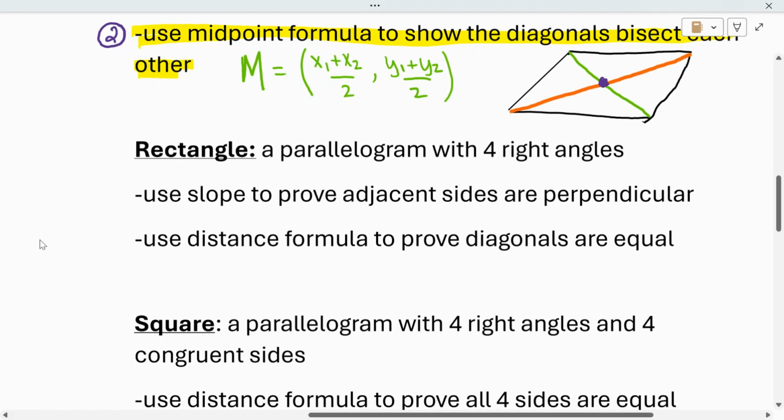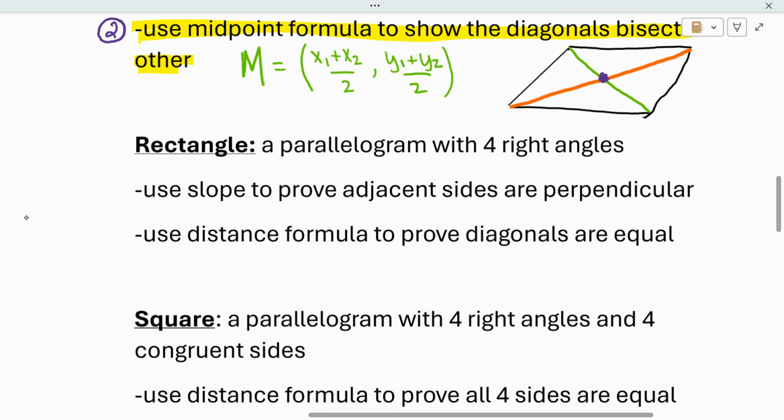Once you show that it's a parallelogram, then you need to show that it's a rectangle. And here's the method that I would use. I would use the distance formula to show that the diagonals are equal. I wouldn't do anything about perpendicular lines because you'd have to show that all four sides are perpendicular to each other. All adjacent sides make right angles. Don't do that. Just show that the diagonals are equal to each other using the distance formula, and that means it's a rectangle. What is the distance formula, Aiden A?